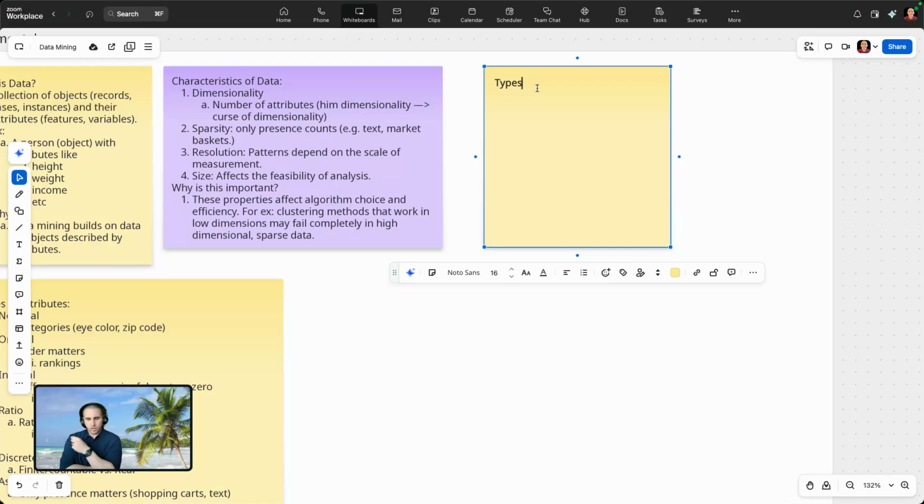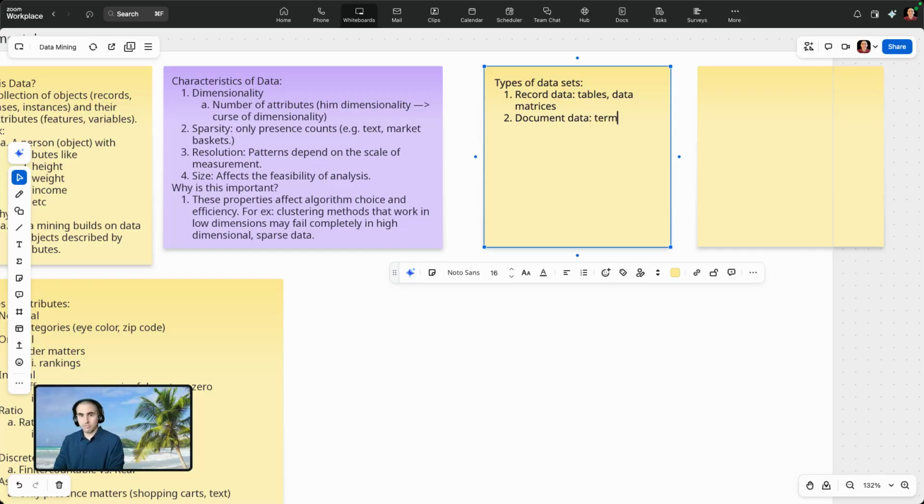All right, let's now talk about types of data sets. So, first one is record data, like tables, data matrices, document data, term vectors, transaction data, shopping cart style.